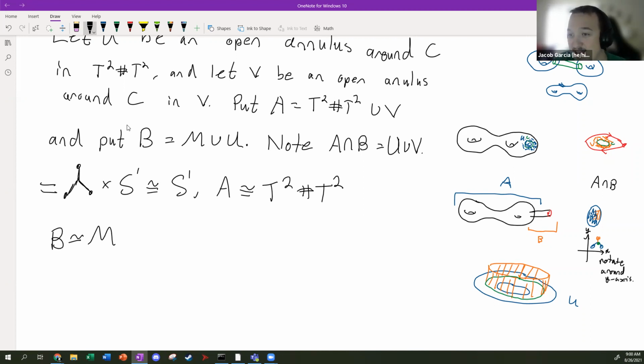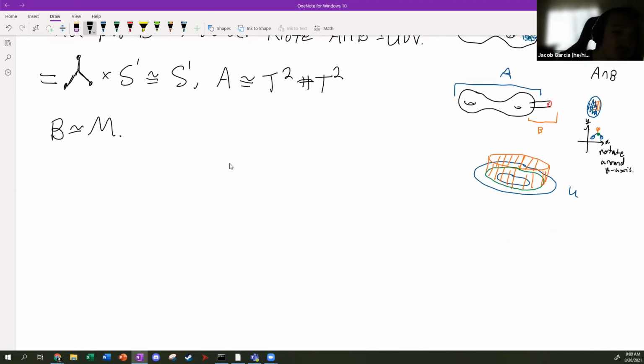B is the Mobius band plus this annulus U, and I can deformation retract the annulus U to that boundary circle C, and then I just get the Mobius band with this boundary circle C, right? So, okay, now we're going to compute the actual homology using Mayer-Vietoris. And the first thing that I'm going to say is that.